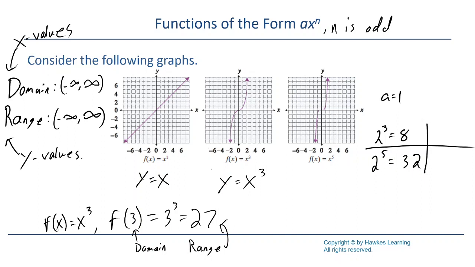Input, output. Now, there's another way to write negative infinity to infinity. I just hear people call it a fancy R. It's just this double line R, and this is the same as saying all real numbers.